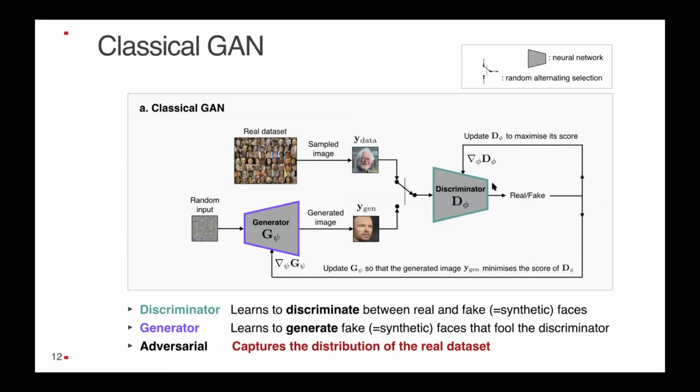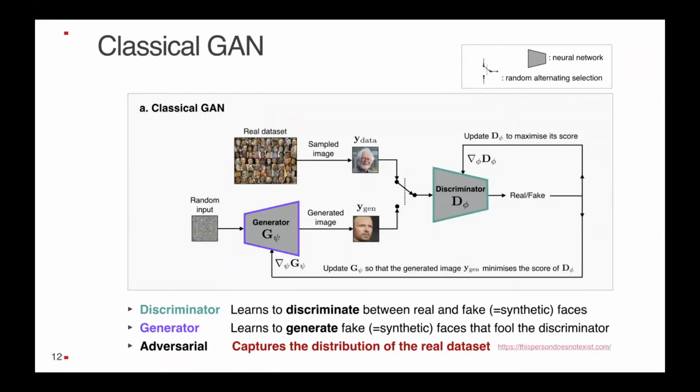So the generator is trying to generate more and more realistic facial images until the discriminator gets fooled into believing that the fake images look like real images. So at the end, the generator successfully generates images which look like real data. And what it means is it captures the distribution of the real data set.